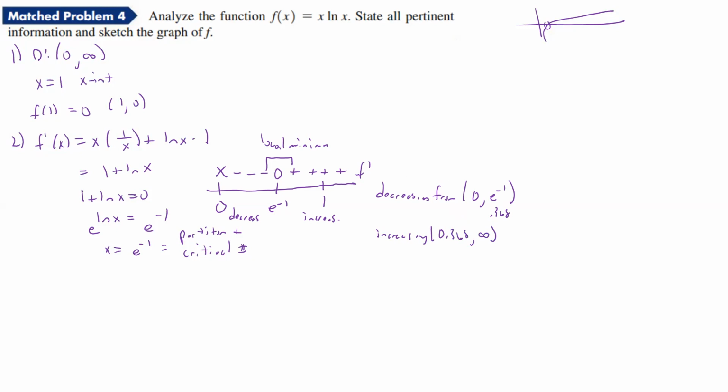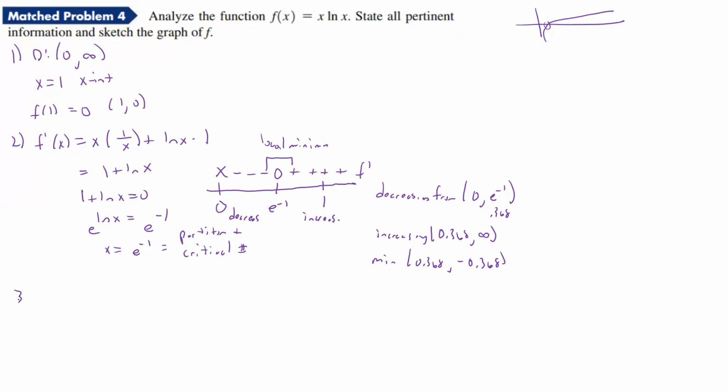Okay. Now at that point, we have a minima. So the local minima is at 0.368. And if we plug that into our calculator, we're going to get a negative 0.368. So it's going to be down below the graph at the 0.368 at the same distance down. All right. What else do we have from here? I think that should be all.